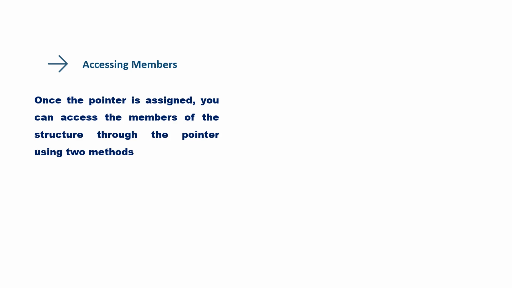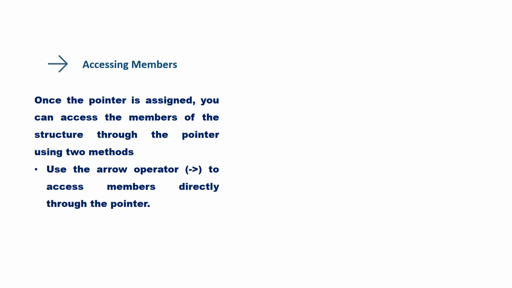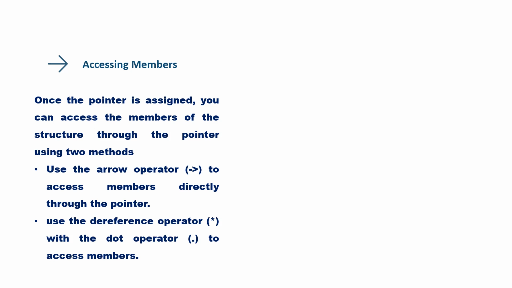Let's discuss the second part: accessing structure members using a pointer. Once the pointer is assigned, you can access the members of the structure through the pointer using two methods. The first method is to use the arrow operator to access members directly through the pointer. The second method is to use the dereference operator with the dot operator to access members. Let's see the example for both cases.